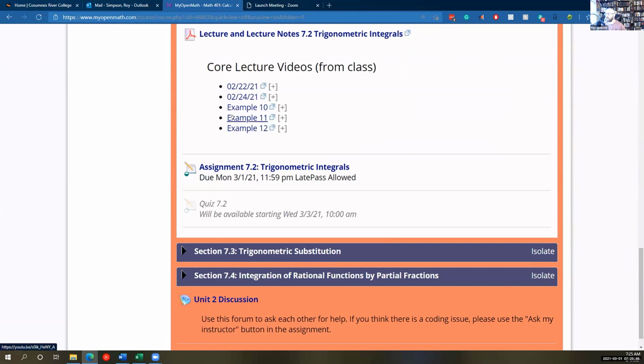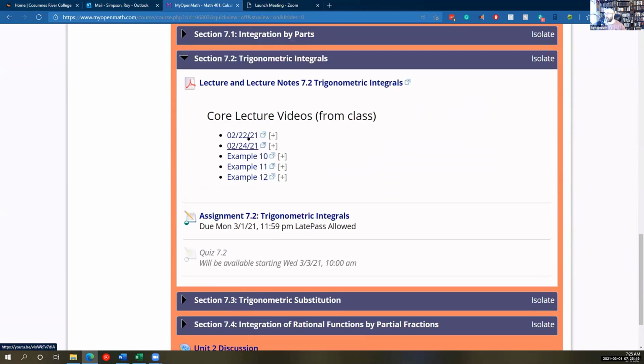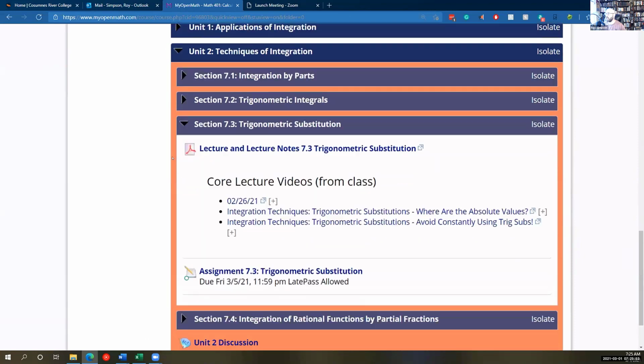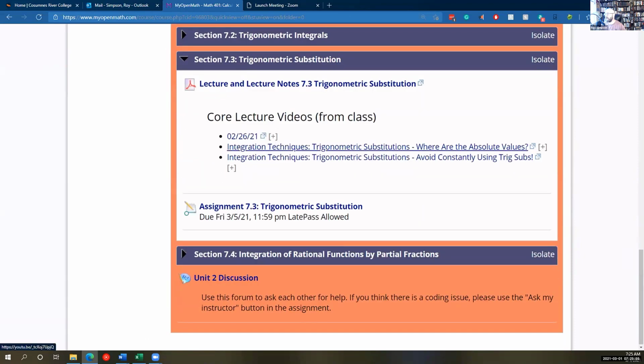And they're somewhat optional. If it's a core video, or a core example, I would have done it in lecture. Same thing with 7.3, which is what we're currently in. I already recorded 2 videos and posted them up because I knew they weren't super important for me to cover in class.